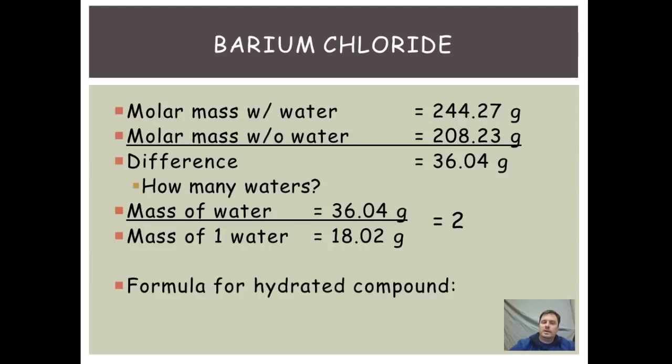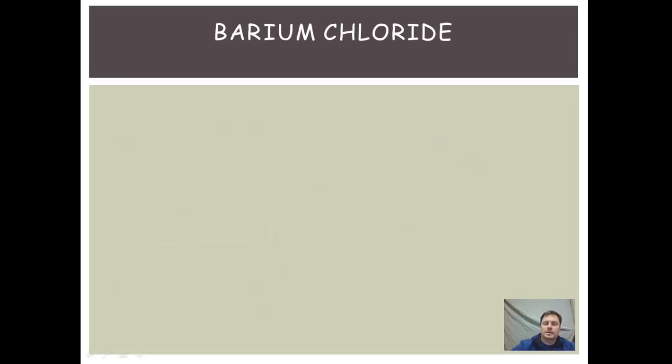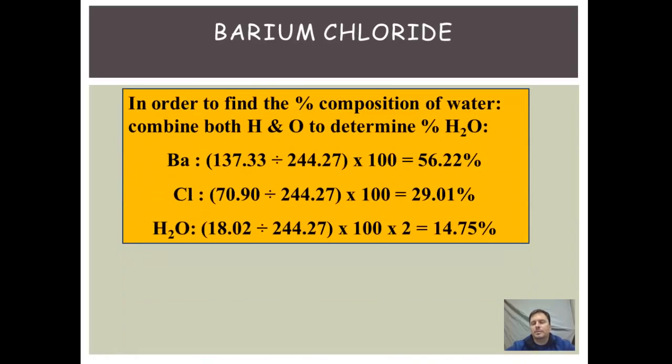Now, how do we name this? Okay, how would we write the formula? BaCl2 dot 2H2O. What that dot means is it contains water. What would the name for this be? Barium chloride dihydrate.